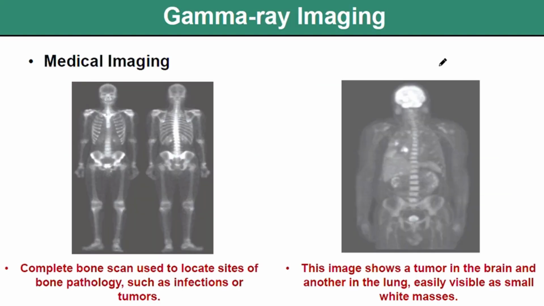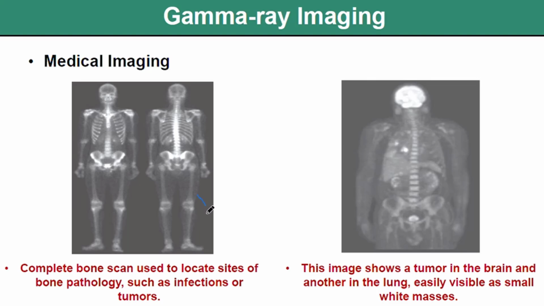First one is gamma ray imaging. The application of gamma ray imaging is mainly in medical imaging. Here the images are taken by sending gamma rays into the body. There is a separate arrangement to generate gamma rays, send them into the body, collect the gamma rays from the body and obtain the gamma ray image.